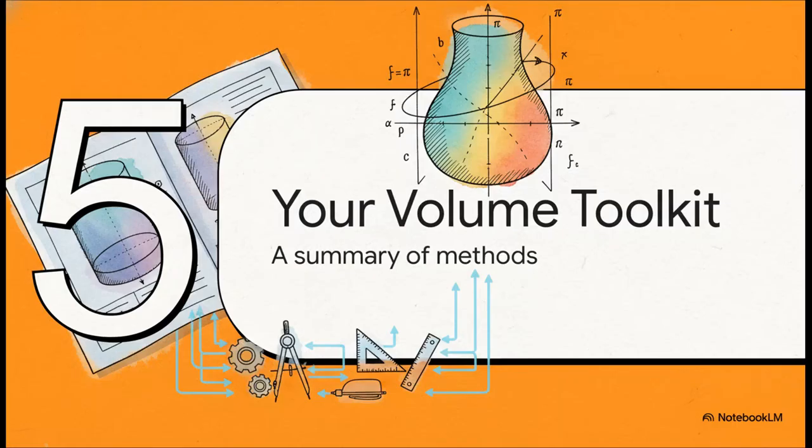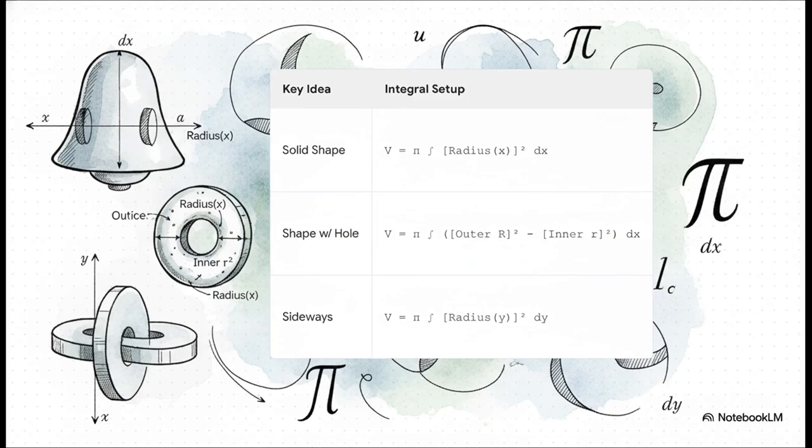All right, let's pull all of this together in our final section, your volume toolkit. This is your quick and dirty summary of everything we've just covered, all in one spot. This table pretty much lays it all out. Whether you're using the disk method for a solid shape, the washer method for something with a hole, or rotating sideways around the y-axis, it all comes down to the same building blocks. You're just setting up pi times the integral of some radius squared, either with dx or dy.